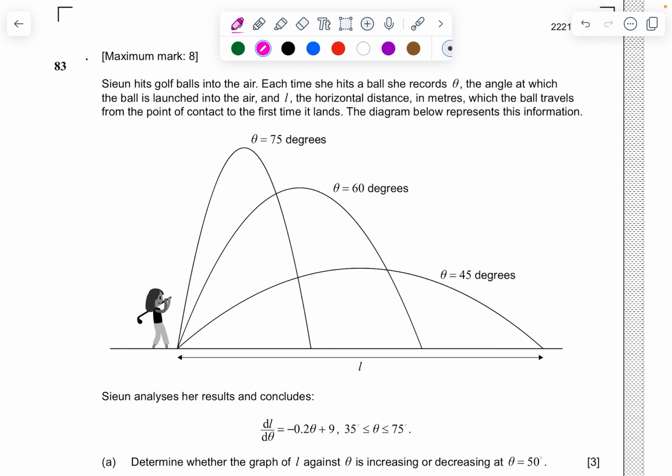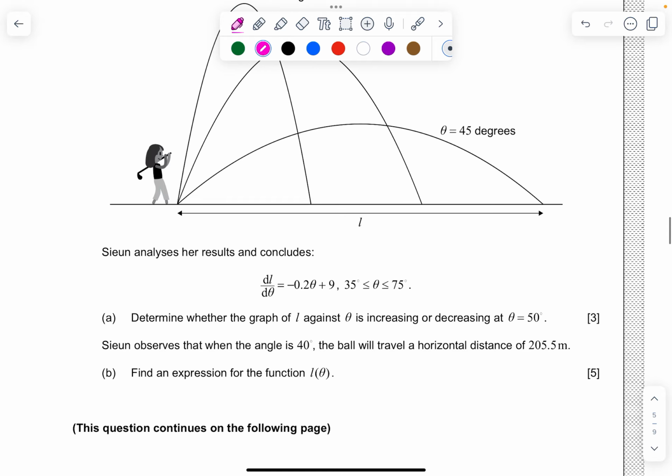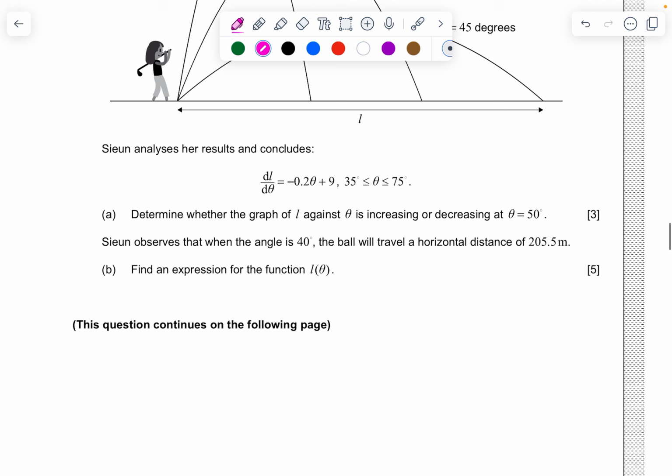Question number 83. A golf ball is hit into the air. Each time she hits a ball, she records theta, the angle at which the ball is launched into the air, and L, the horizontal distance in meters which the ball travels from the point of contact to the first time it lands. The diagram represents the information. Then S analyzes her results and concludes dL upon d theta equals this much. Determine whether the graph of L against theta is an increasing or a decreasing function.